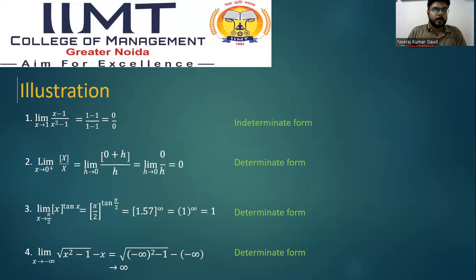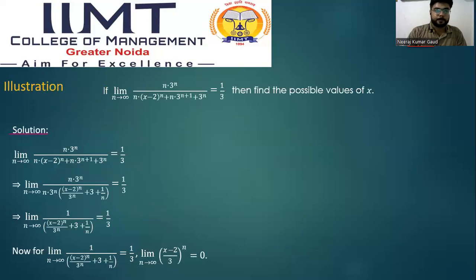Limit x tends to pi by 2 of greatest integer x to the power 10x, which is equal to greatest integer of pi by 2 to the power 10 pi by 2, which is greatest integer of 1.57 to the power infinity. The greatest integer value of 1.57 is 1, and 1 to the power infinity is indeterminate. Last one, limit x tends to minus infinity of square root of x square minus 1 minus x, which is square root of minus infinity square minus 1, minus of minus infinity, which tends to infinity minus infinity, which is indeterminate.